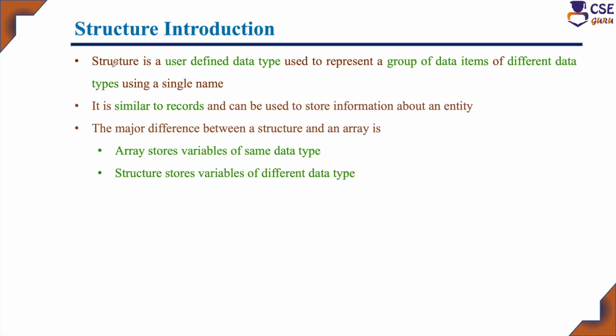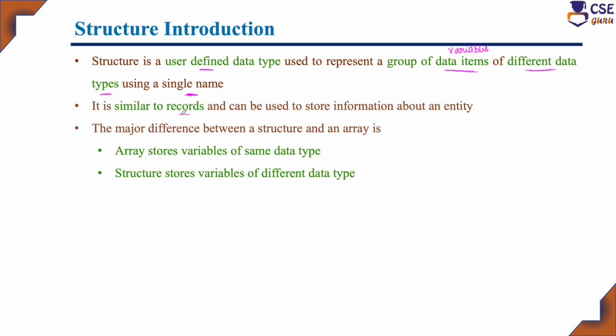So, a structure is a user-defined data type that is used to represent a group of data items. Data items are variables of different data types under a single name. That is nothing but a structure: a group of data items of different data types. It may be integer, float, character. Likewise, different data types we can group under a single structure name.